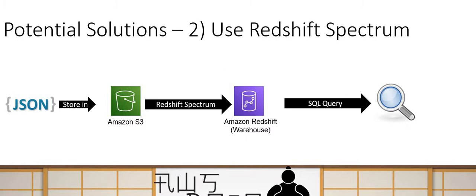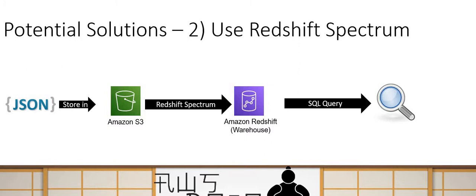But yeah, this approach works fantastic. However, if you are looking for very high performance, then this approach might create a certain challenge, because your data is not in Redshift, it is in S3, and through Spectrum it is made available. So you will not get the same level of performance that you get when all the data is in Redshift itself.